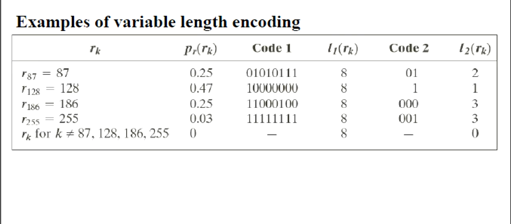Now, one example of variable length encoding is this one. We are considering different values of rk, with respect to them the probability p(rk), then code 1, l1(rk), code 2, l2(rk). Just take a screenshot of this. It's not going to play an important role in this lecture.